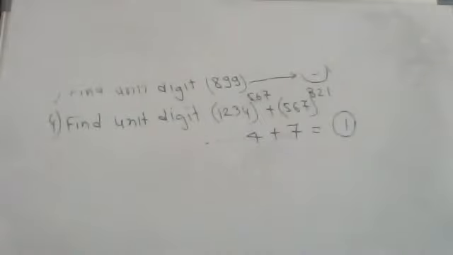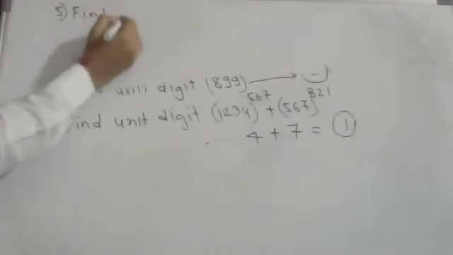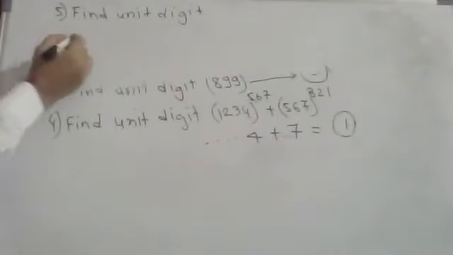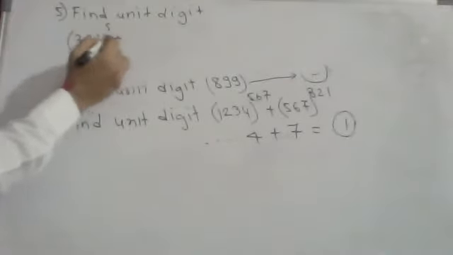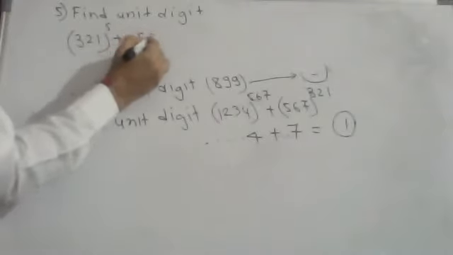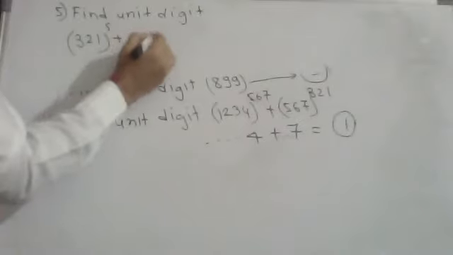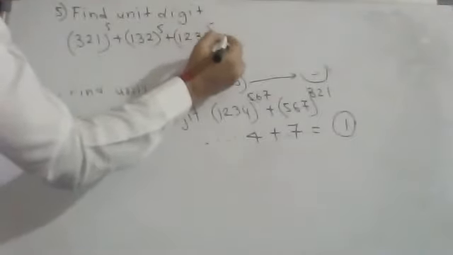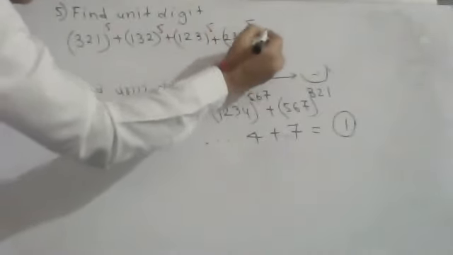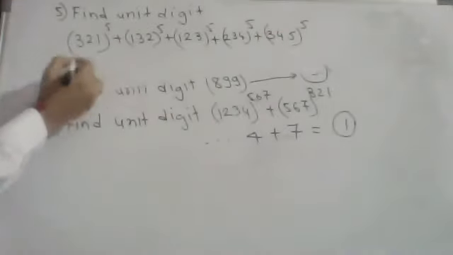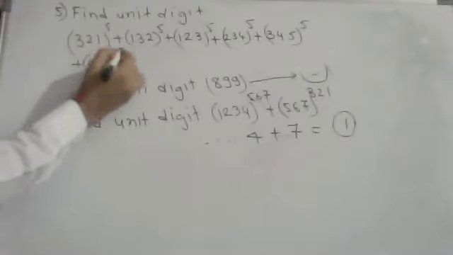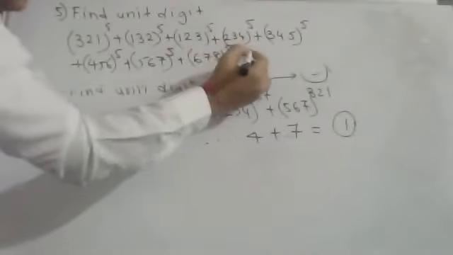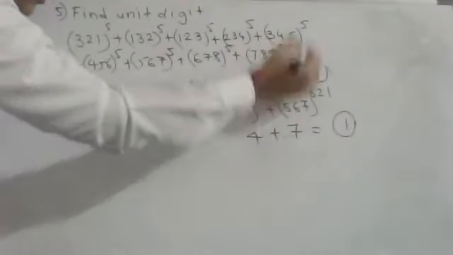One more for the practice. Here only. Find the unit digit of 321 raised to 5 plus 652 plus 132 raised to 5, 123 raised to 5, 234 raised to 5, 345 raised to 5 plus 456 raised to 5, 567 raised to 5, 678 raised to 5 plus 789 raised to 5. What is the unit digit?